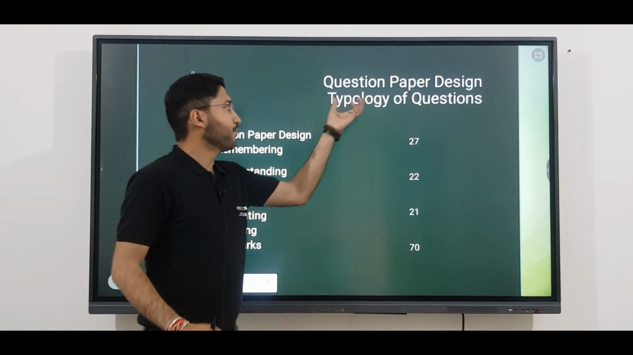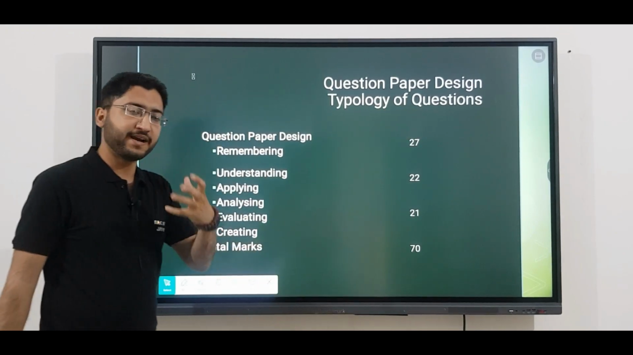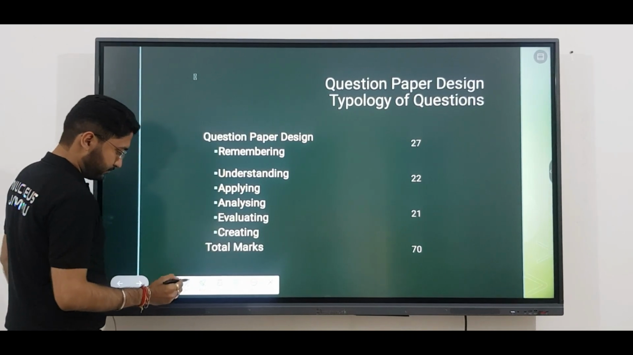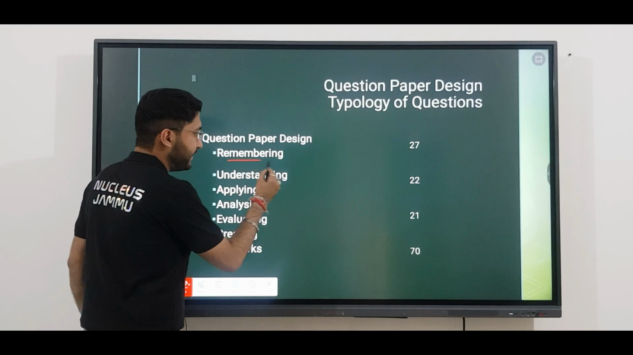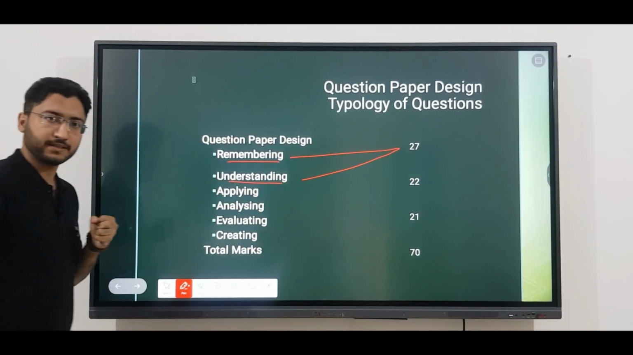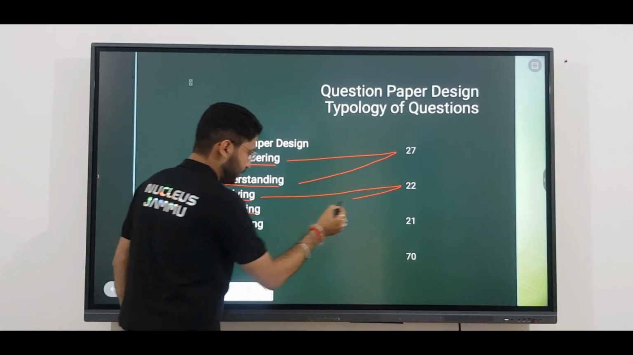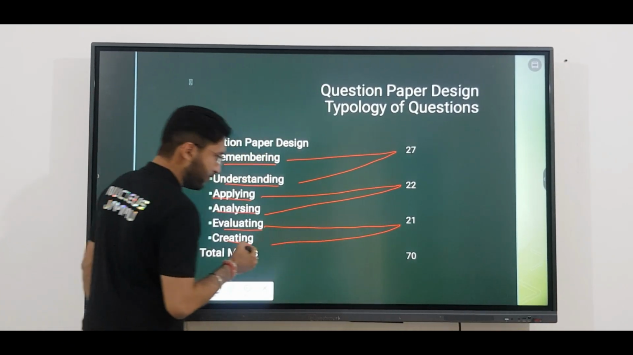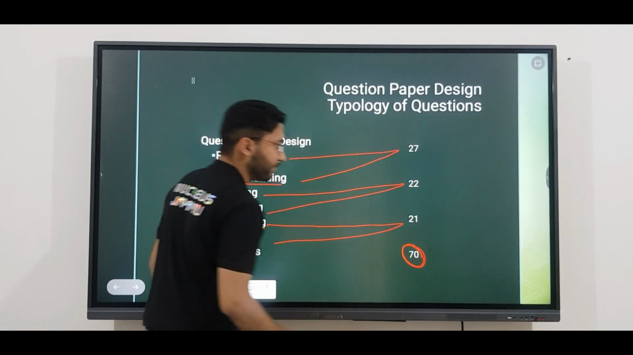Now we discuss the question paper design for the final paper, how the paper comes. The pattern of the paper: remembering and understanding type questions contain 27 marks. Applying and analyzing contain 22 marks. Evaluating and creating type questions contain 21 marks, and when you total them it becomes 70.